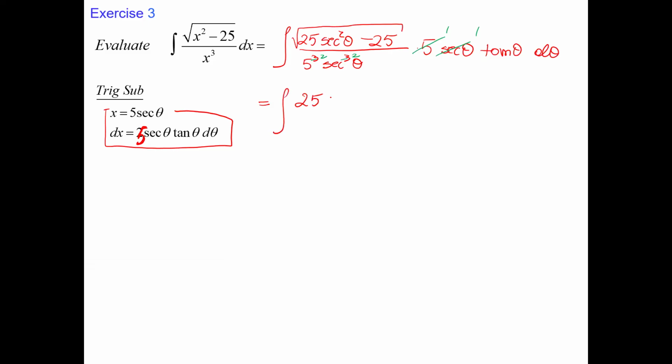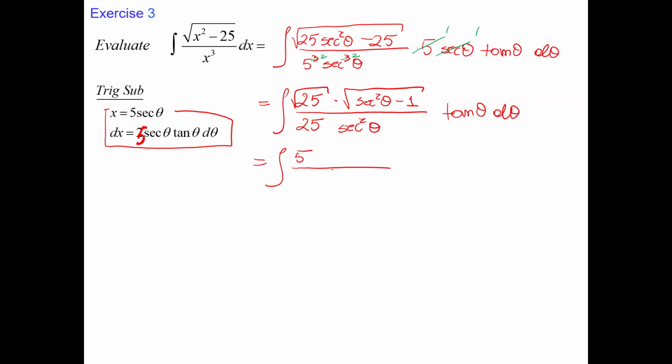We may factor out 25 from the square root. When it's a product, we can split it into two square roots. And then secant square theta minus 1. This one will be 25, and this one is secant square theta tan theta d theta. What we have, this is 5, this is 25, secant square theta, tan theta, d theta.